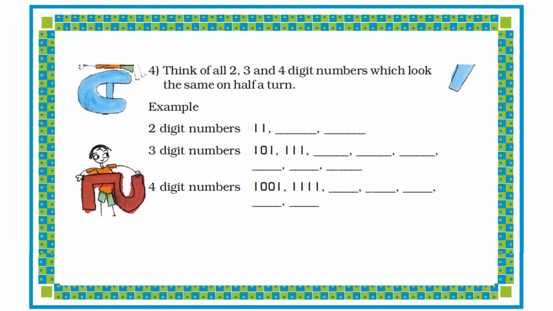Think of all 2, 3 and 4 digit numbers which look the same on half a turn. For example, 2 digit numbers can be 11. Similarly, find some other numbers which will look the same. Then here are examples of 3 digit numbers: 101, 111. So find some more numbers which will look the same after half a turn.